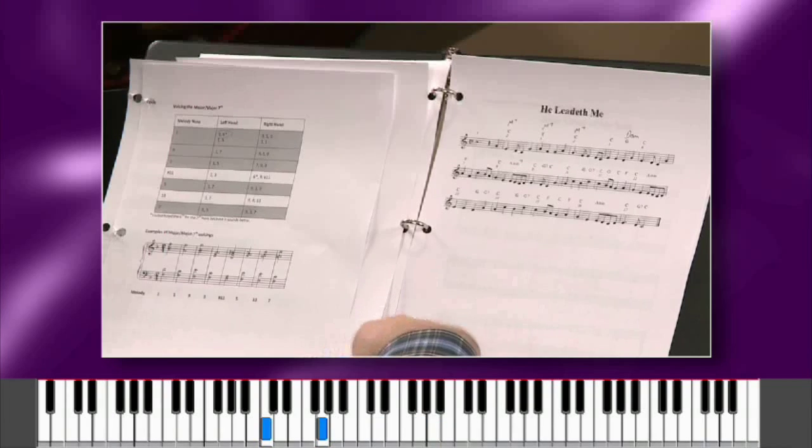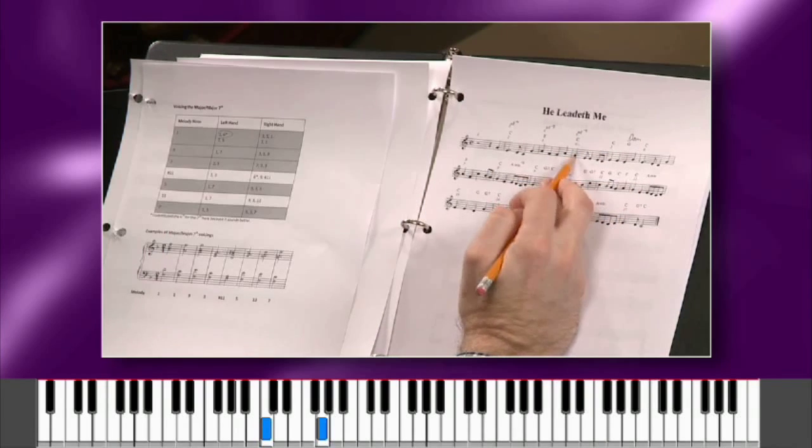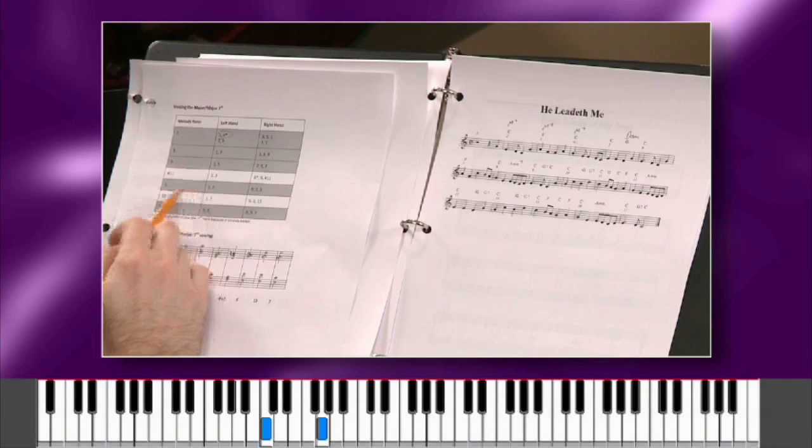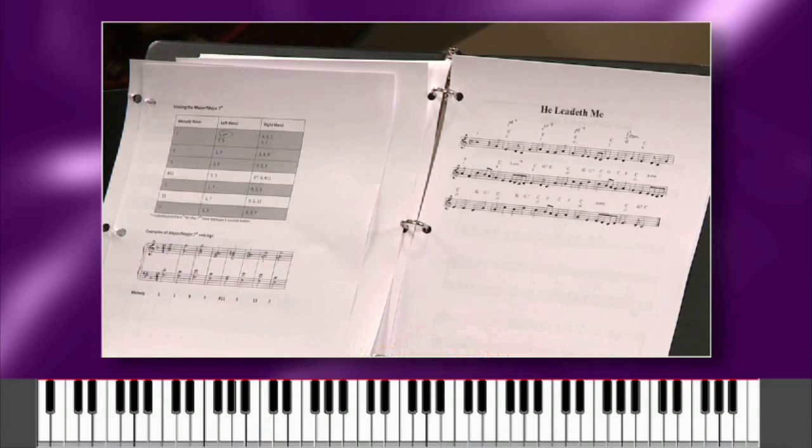Okay, we're now on the C chord. Melody note is G, so that's the 5th. So you come to this row, 1 and 7, 9, 3, 5. We've already used that one, so I'm going to leave it. I'm just going to play it.